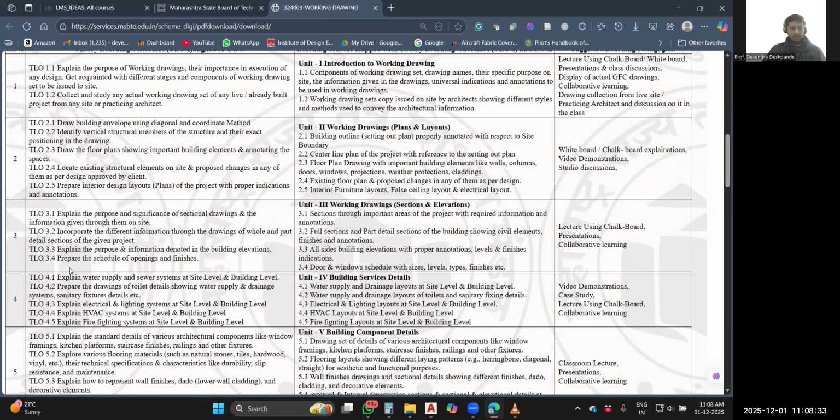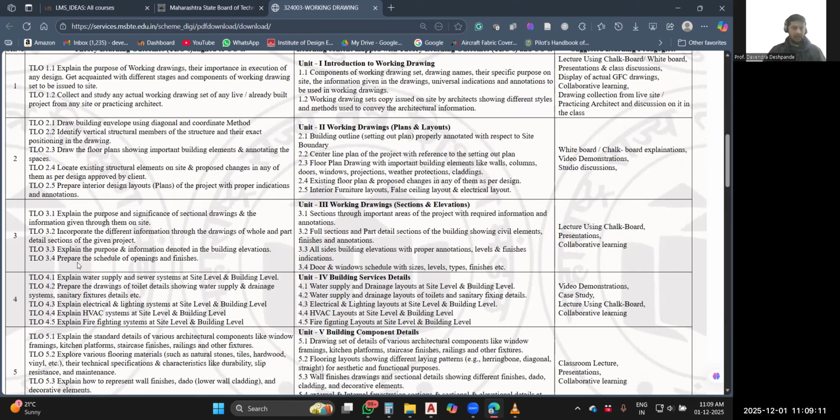So the second TLO is to incorporate different information through the drawing of whole and part detailed sections of the given project. As we saw in the example, the detail of pergolas or specific design elements which have specific design functions within them. So in this particular TLO, we will learn how to draw part details, how to scale them so that they are legible and readable within the drawing, and serve the purpose of instructing the contractor.